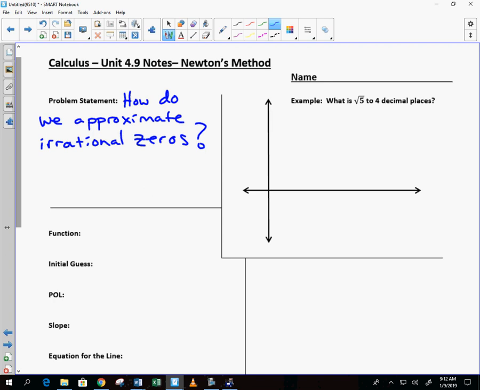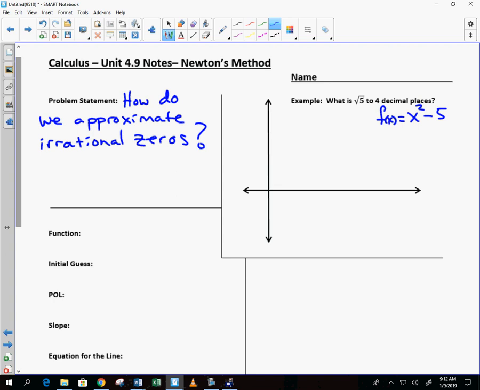How do we approximate irrational zeros? Another way to think of this question is, what is the square root of 5 to 4 decimal places? And here's what Newton said. He said, we're going to take a function. We're going to call it x squared minus 5. Does everybody agree that x squared minus 5 has a solution of the square root of 5?